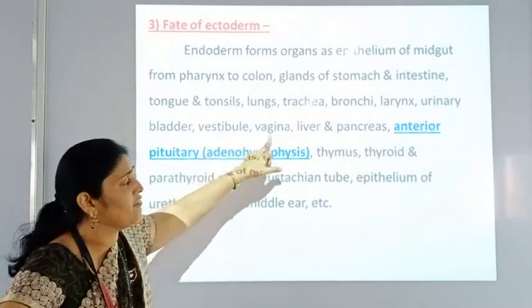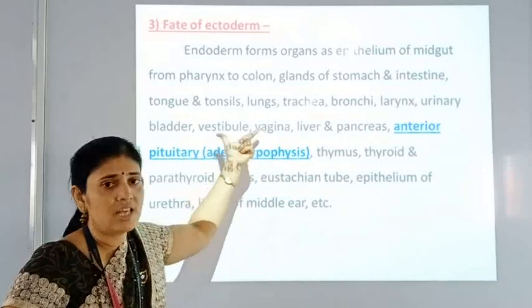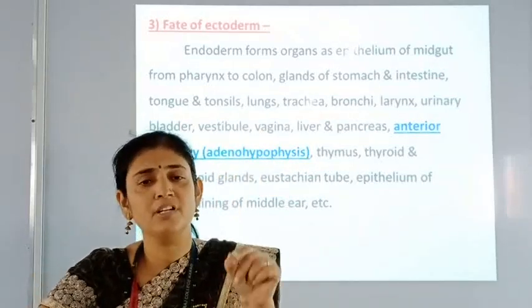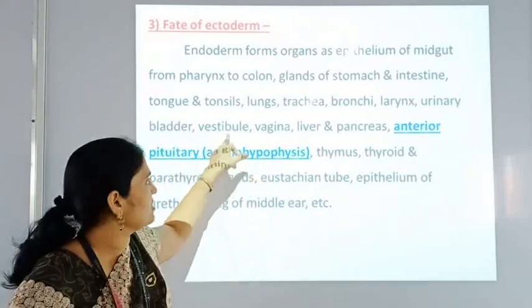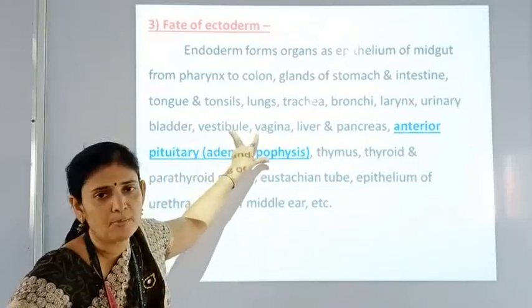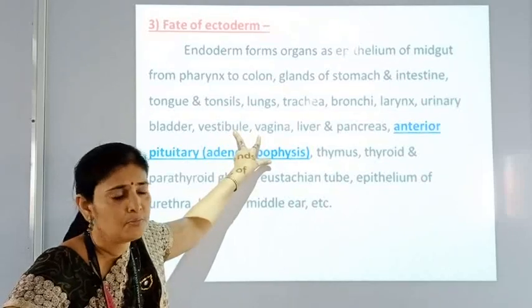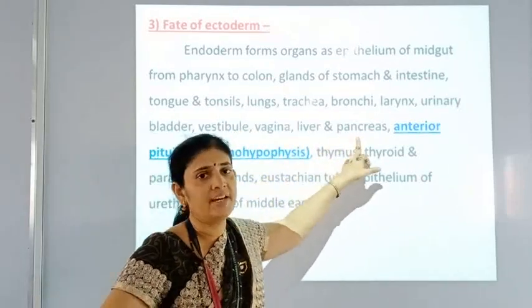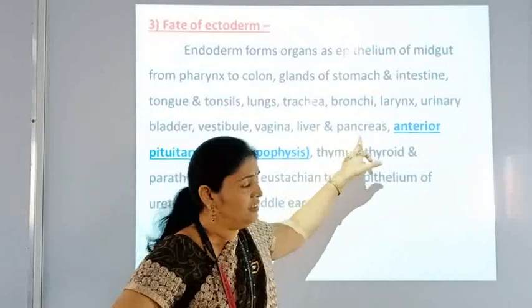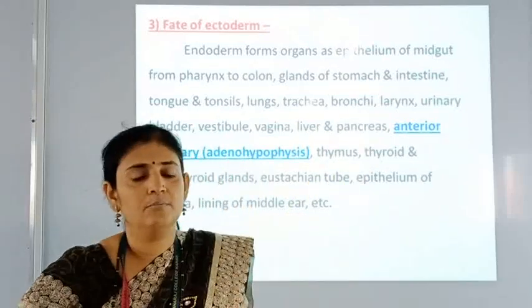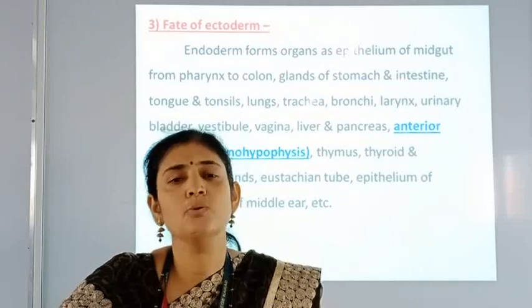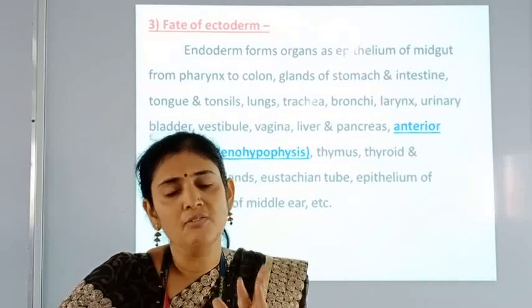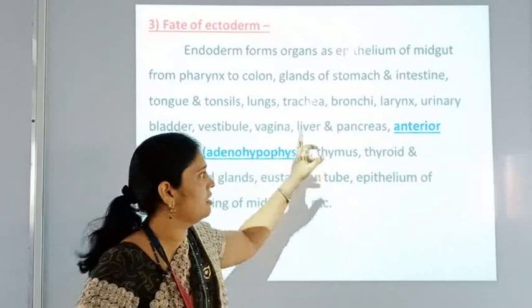Then vestibule and vagina, these two regions are present in the female reproductive tract, internal genitalia, and this is the external genitalia. So these are the female reproductive system parts which are derived from this mesoderm. Then liver and pancreas, these are the additional juice secreting glands, we can call them associated digestive glands. These liver and pancreas are derived from this endoderm.